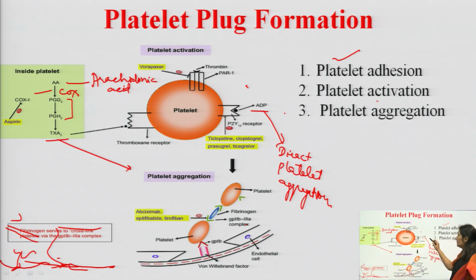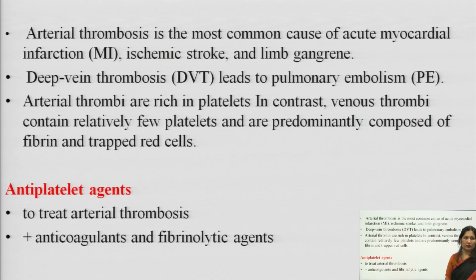Second is ADP receptor antagonist. This is the purinergic receptor: ticlopidine, clopidogrel, prasugrel and ticagrelor. These block the ADP receptor, and thus they inhibit platelet aggregation. Third are abciximab and eptifibatide. These are the GP2B3A receptor antagonists. They will block this receptor, and thus fibrinogen and von Willebrand factor will not be able to combine with this receptor, and platelet aggregation will not occur.